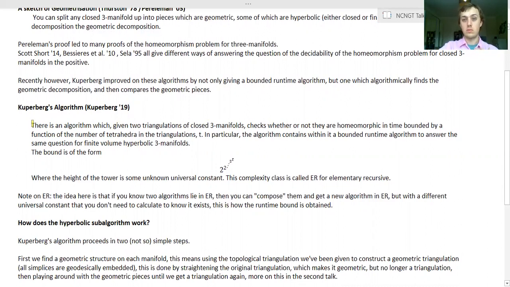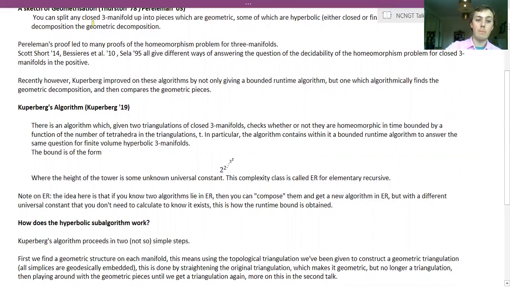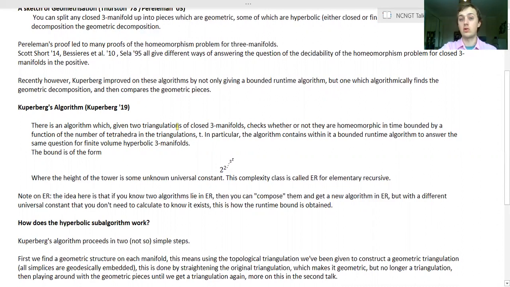So let's state this more formally. Kuperberg shows that there is an algorithm which, given two triangulations of closed three manifolds, checks whether or not they're homeomorphic, and it does so in time bounded by a function of the number of tetrahedra in each of the triangulations. In particular, the algorithm contains within it, as I was just saying, a bounded runtime algorithm to answer the same question for finite volume hyperbolic three manifolds.